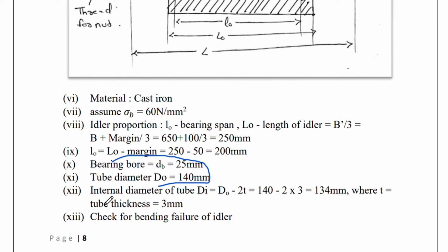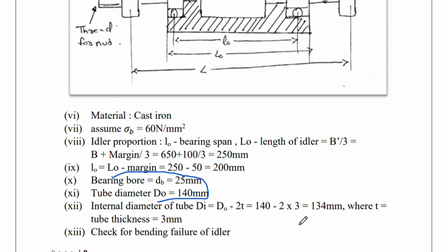Now next we will find the internal diameter of the tube, which is capital Di, equal to Do minus 2t. Do will be the tube diameter, which is 140 mm, and t will be the thickness, we assume 3. So 2 into 3 will be 6. So 140 minus 6 is equal to 134 mm, where t is the tube thickness. We will assume tube thickness is equal to 3 mm.